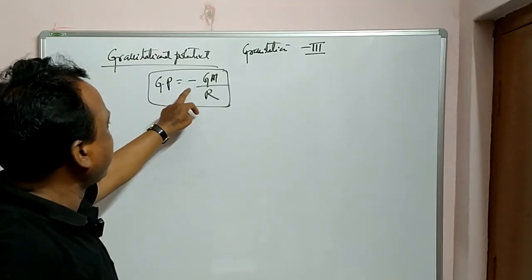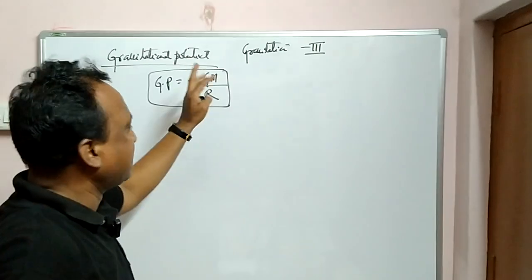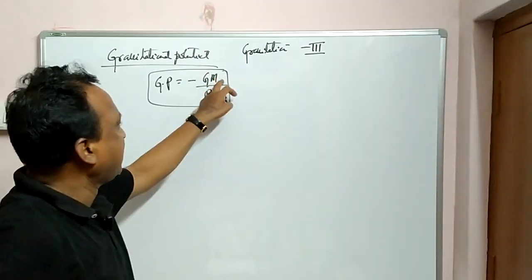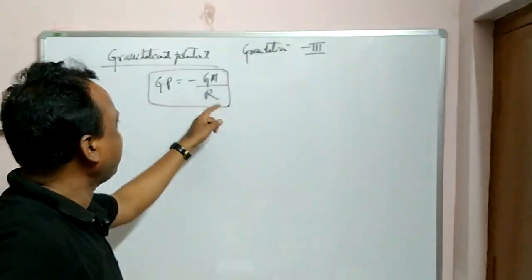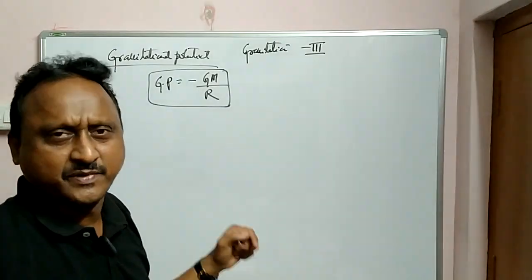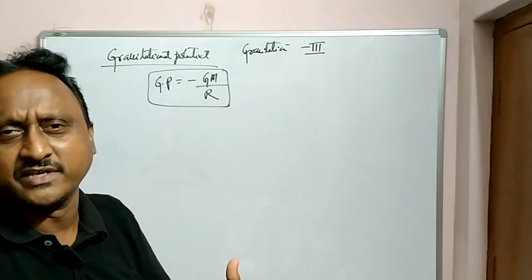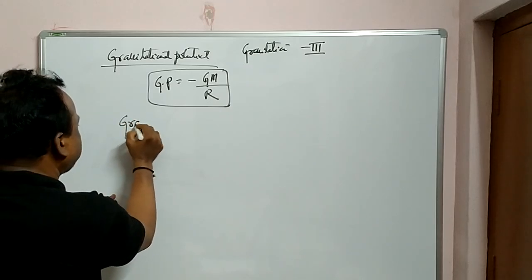So here gravitational potential is minus GM by r. G value I have already told you in part 1, that is 6.67 times 10 power minus 11 newton meter square per kg square. M is the mass of the earth or the mass of the body given, whatever mass is given, and r is the distance between the point with respect to which you want the gravitational potential. In the same way, next one, gravitational potential energy.